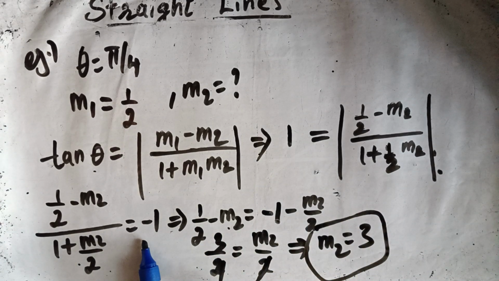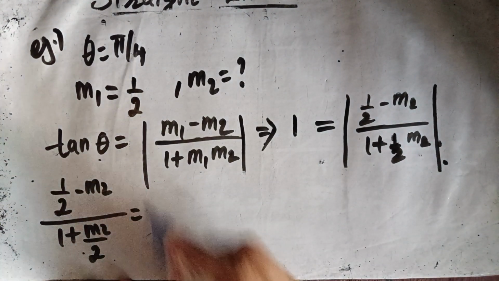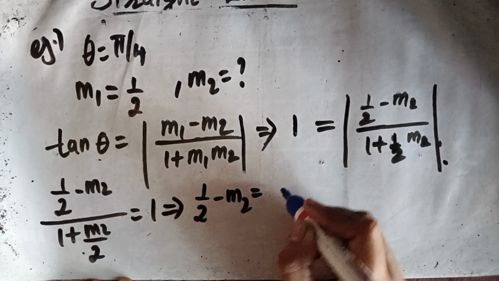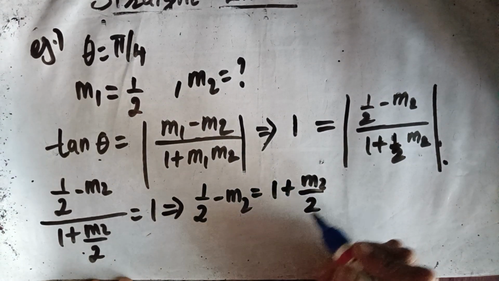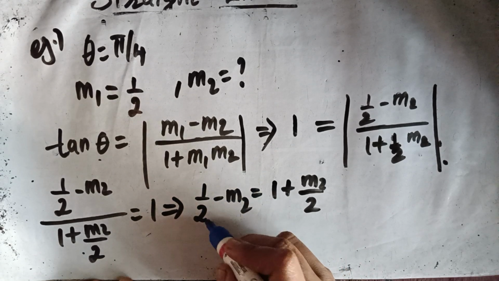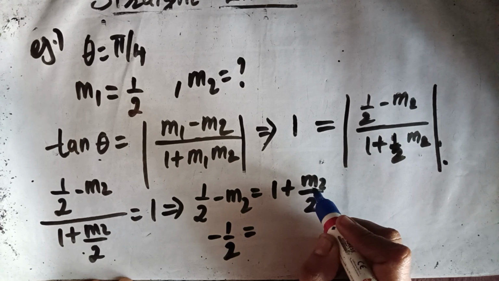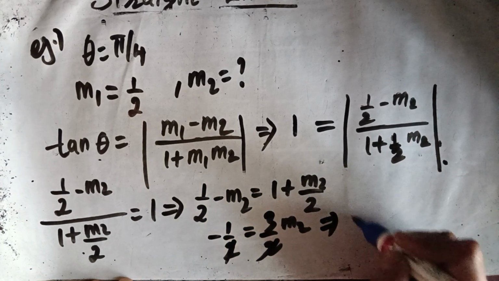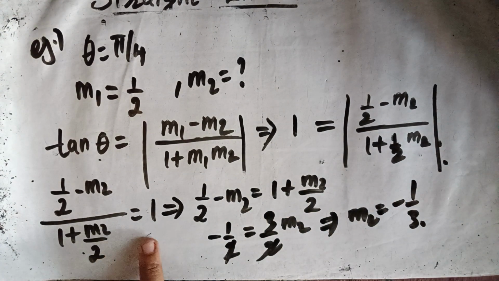If you take it as equal to minus 1, then taking this 1 this side, minus 1, so minus half. This will be 1 plus half, so 3 by 2 m2. So m2 is minus 1 by 3. Okay, for the value 1.